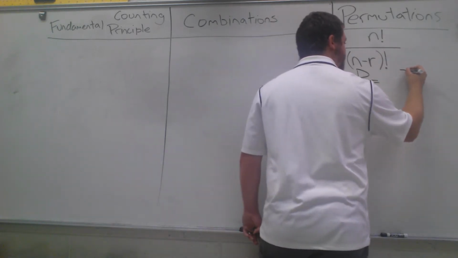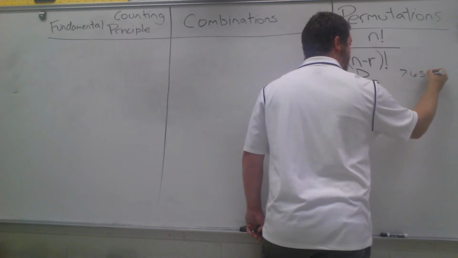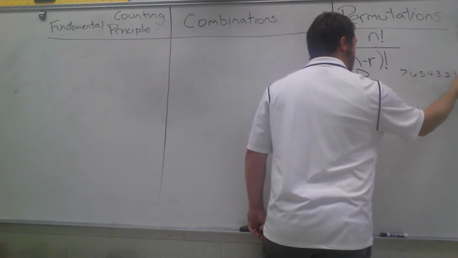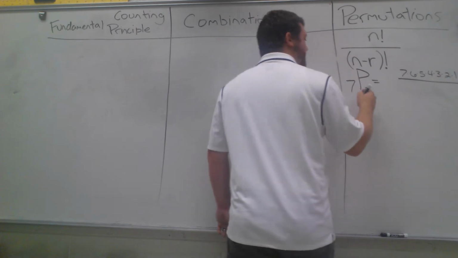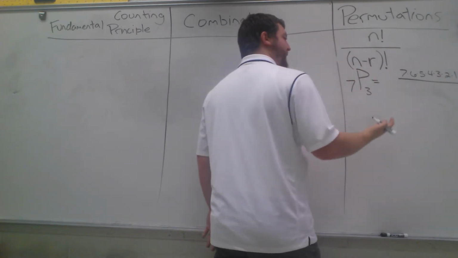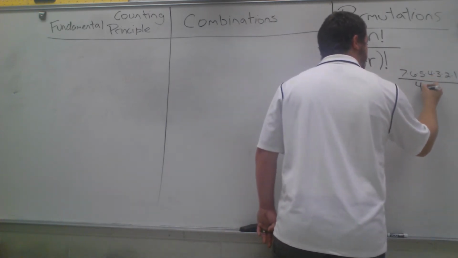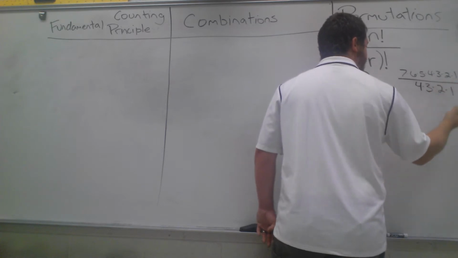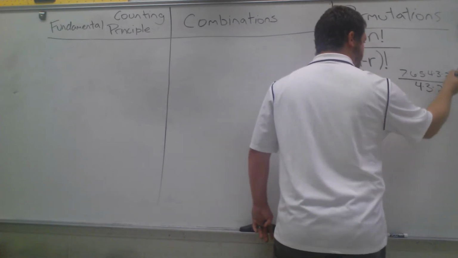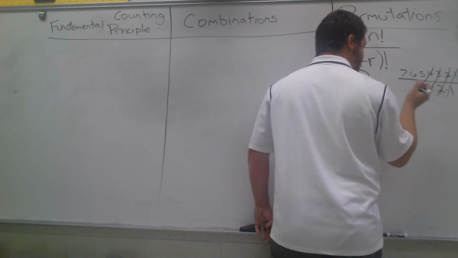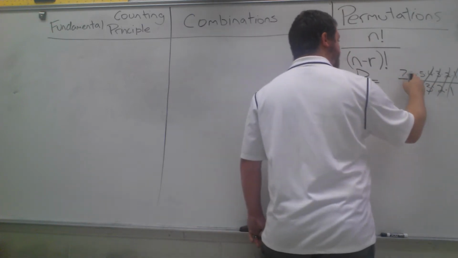It would be 7 factorial, so 7 times 6 times 5 times 4 times 3 times 2 times 1. Divided by, what is 7 minus 3? 4. Good. So 4 factorial. 4 times 3 times 2 times 1. These bad boys cancel. And I'm left with 7, 6, 5.